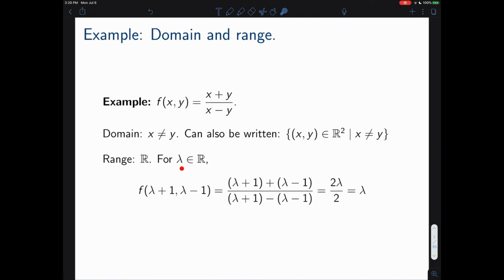Given any target lambda, we could set x to be lambda plus 1 and y to be lambda minus 1. And that works out. When we do x plus y, lambda plus 1 plus lambda minus 1 is 2 lambda. And when we subtract them, lambda plus 1 minus lambda minus 1 is 2. And 2 lambda divided by 2 is lambda. And there's no division by 0 here. So for any lambda, this will work.